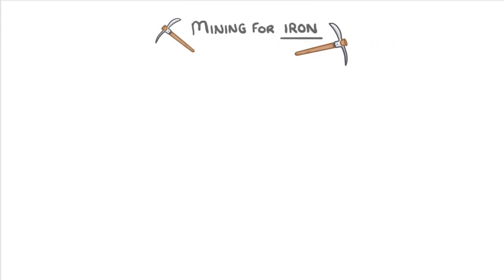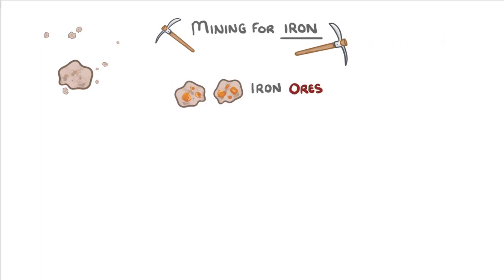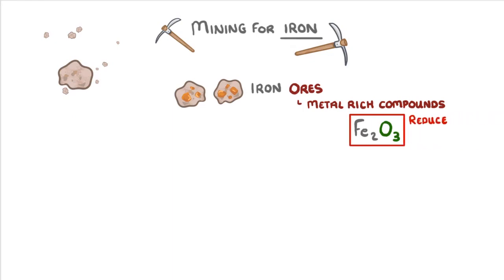As a last example of using carbon, let's imagine that we were mining for iron. As we take the rock from the ground and separate out the bits that contain iron, we'd find that we have lots of different iron ores, with ores referring to metal-rich compounds that we can extract our metal from. The most common ore will be Fe2O3, which is a type of iron oxide. So to isolate the pure iron, we need to reduce this iron oxide to just iron.